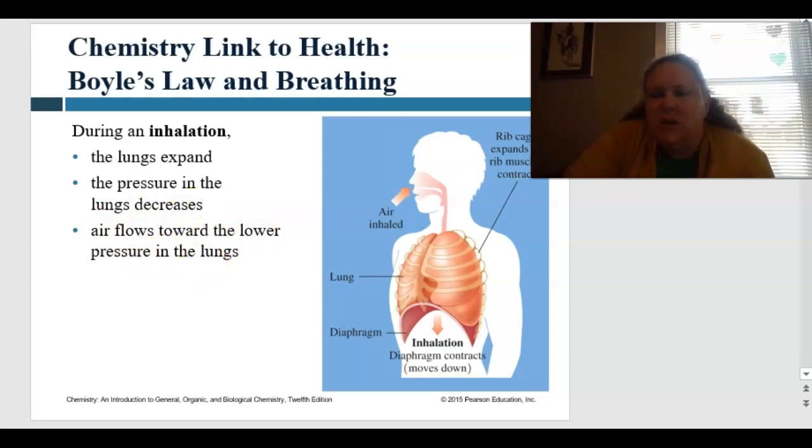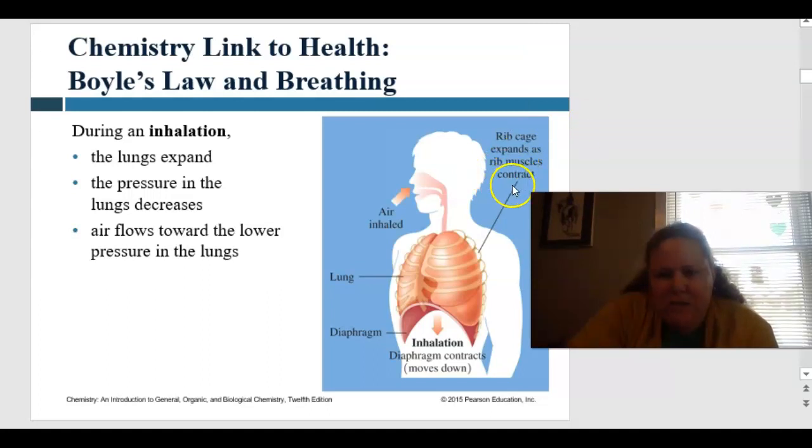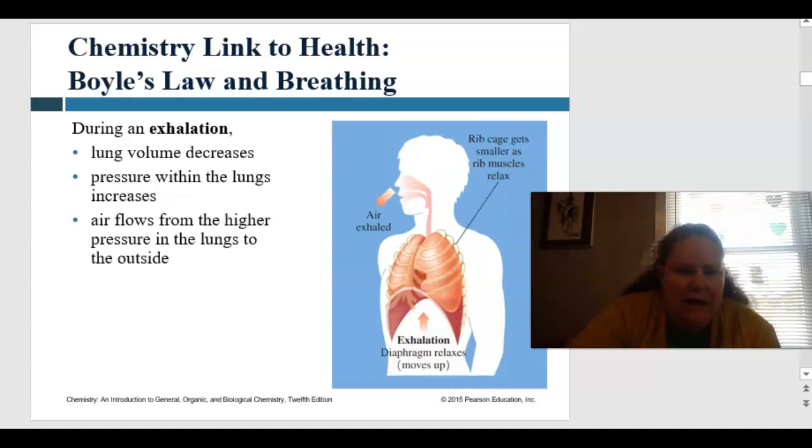in the lungs. So here you can see that the rib cage expands as the rib muscles contract. As we're inhaling the air, the lungs are going to expand, the diaphragm, right? So the diaphragm contracts or moves down as we are inhaling. Now, as we are exhaling or during exhalation, the lung volume decreases, or the pressure in the lungs increases. So air flows from the higher pressure in the lungs to the outside. So you can see we're pushing this up, exhaling the air, and the rib cage is getting smaller as the rib muscles relax.